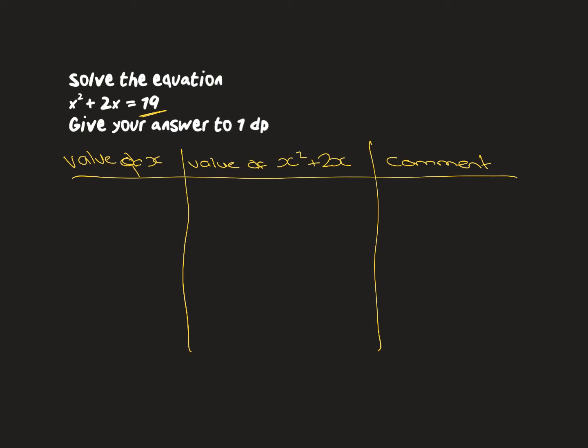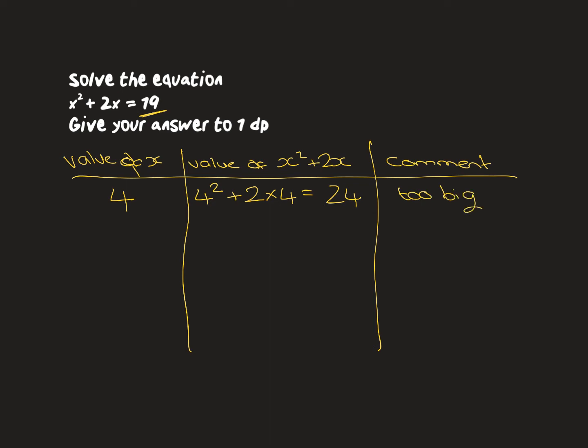So I'm thinking, well, 3 squared is 9. That's maybe a little bit small. So maybe start with 4, because 4 squared is 16. So I'm going to put 4 in here. I'm going to do 4 squared plus, and remember this time it's 2 of x, so it's 2 times 4. Okay, so 4 squared is 16, and 2 fours is 8, so 16 plus 8 is 24, which is too big.